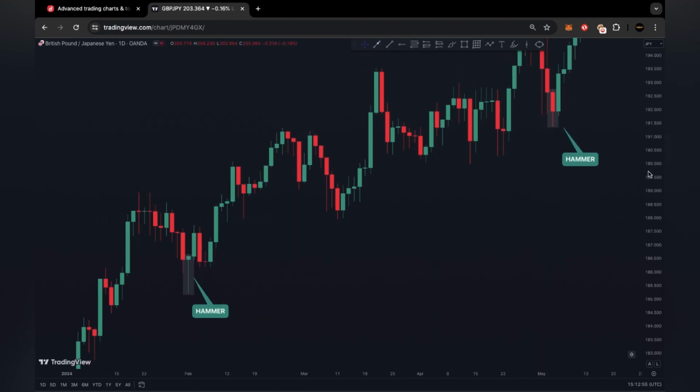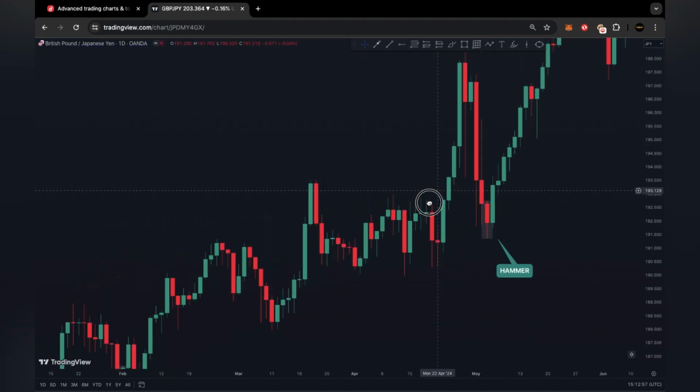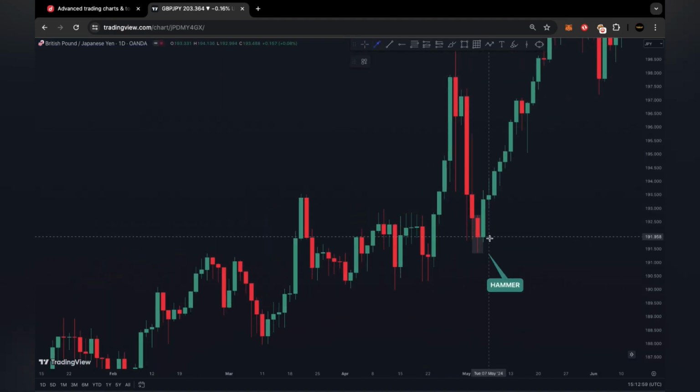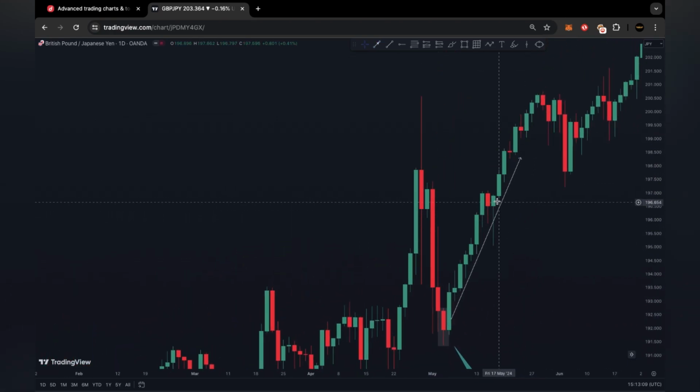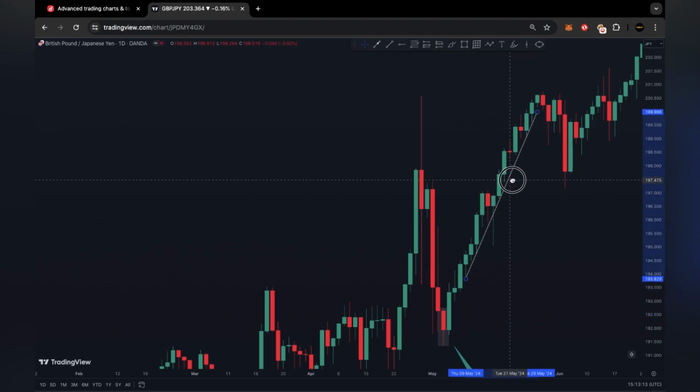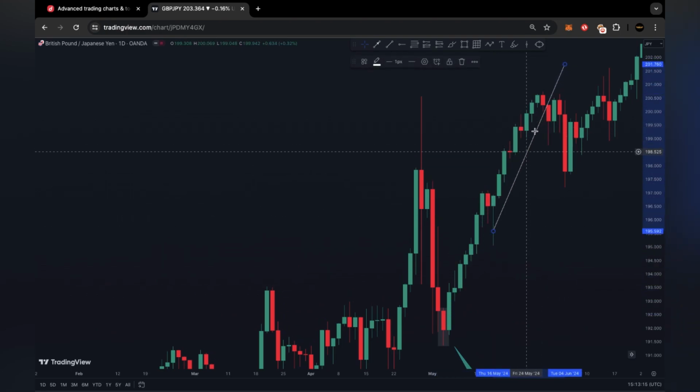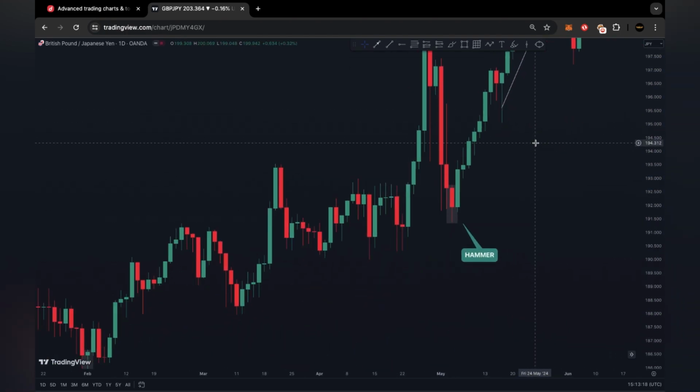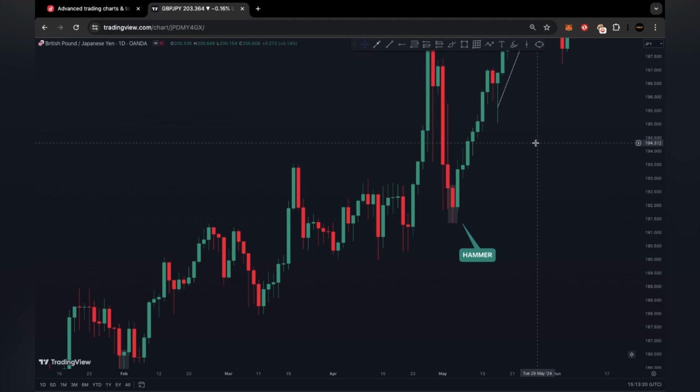Like I said, the hammer is not concerned with the candle color. The candle color or the candle type doesn't make it a hammer. What makes it a hammer is the amount of rejection we have. So after the hammer was formed, you can see we have a bullish run to the upside. Here is also a hammer, and you can see it supported the continuation of the bullish run. So that is literally what a hammer is, and that's what they do.